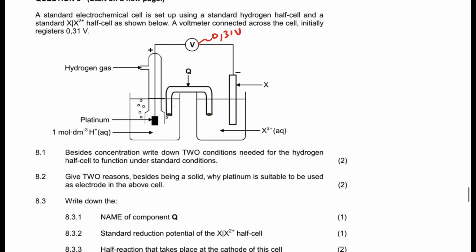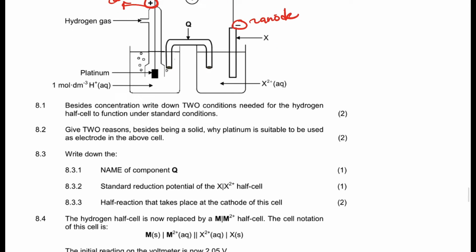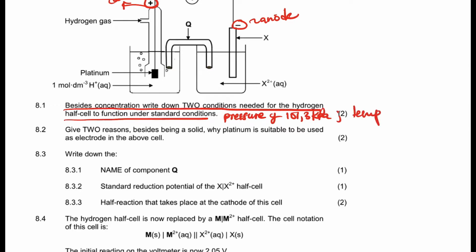Now we can see we're given this is negative, that means it's an anode to this unknown electrode, and this one is a cathode because we are given it's positive. It says besides the concentration, write down two conditions needed for the hydrogen cell to function under the standard condition. Besides the concentration, that will be a pressure of 101.3 kilopascals, and then the temperature of 25 degrees Celsius.